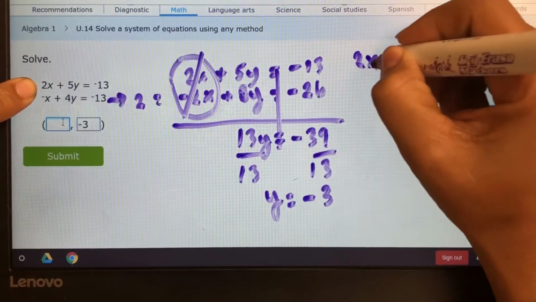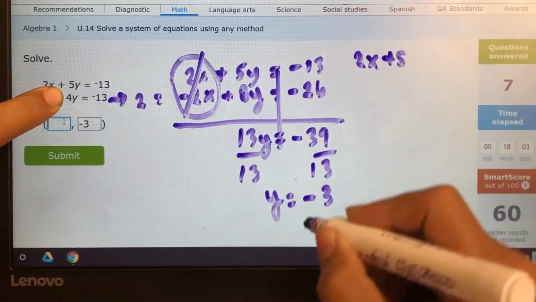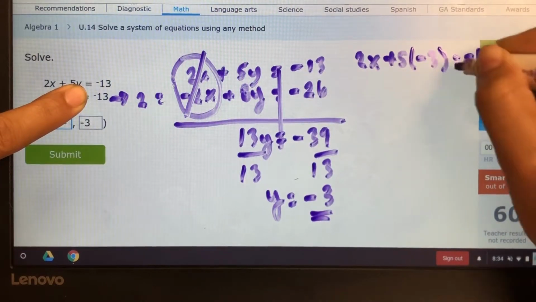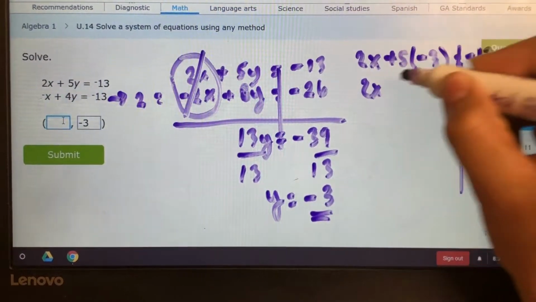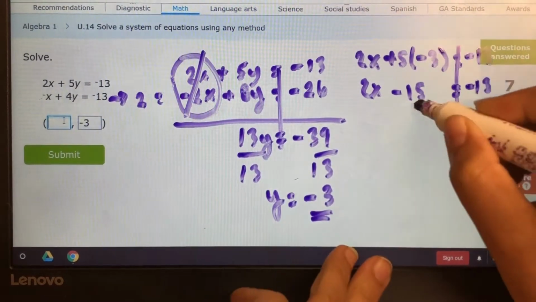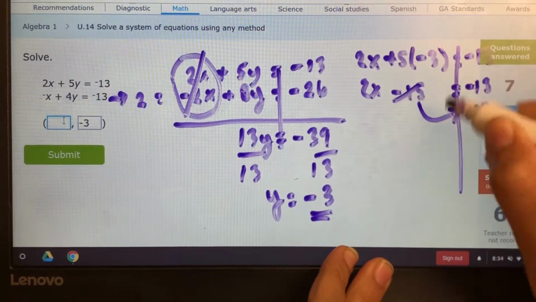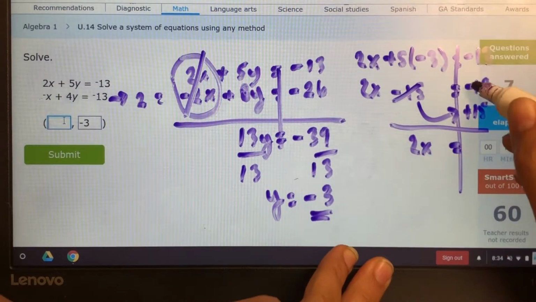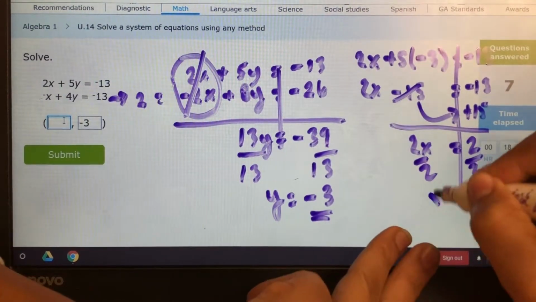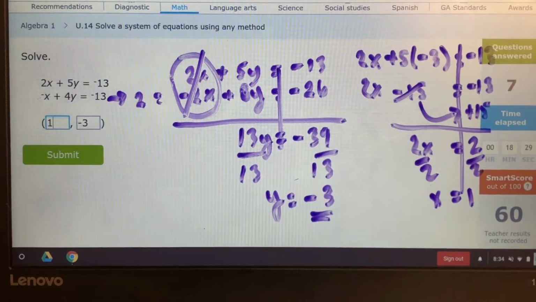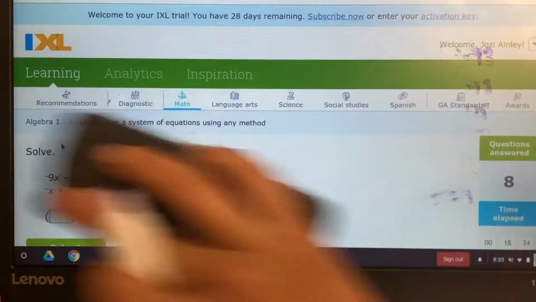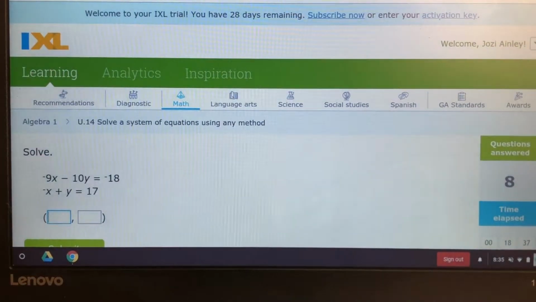So I've got 2x plus 5, and then I see a y. So instead of y, I'm going to put what? -3 equals -13. So I've got 2x, and then 5 times -3 is -15 equals -13. Take this to the other side, it's going to be plus 15, so that goes away. I have 2x equals 2, divide by 2, x equals 1. Bam. Okay, so a couple of different ways of doing the exact same problem.